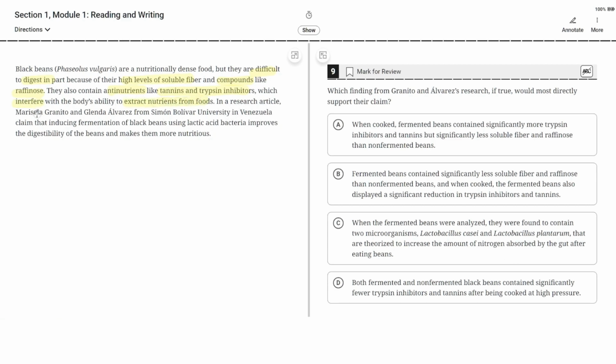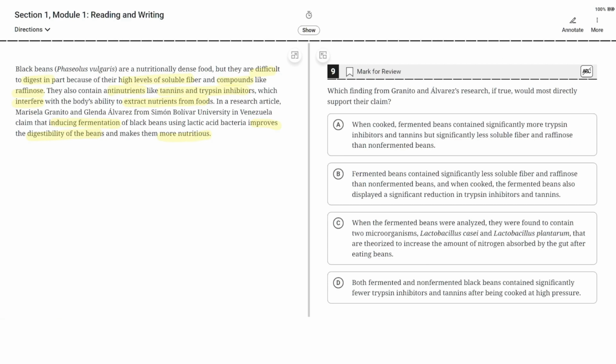In a research article, Mareleso Granito and Glenda Alvarez from Simon Bolivar University in Venezuela claim that inducing fermentation of black beans using lactic acid bacteria improves the digestibility of the beans and makes them more nutritious. So the claim here is that fermenting the black beans improves their digestibility and makes them more nutritious.